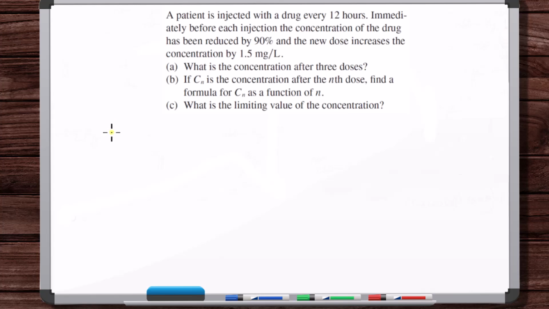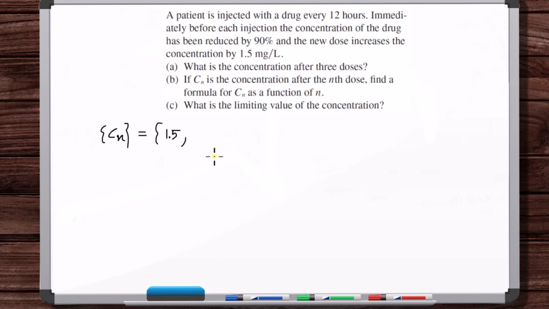Okay, so we can think about this sequence C sub n. So the first dose, which I'm going to say corresponds to n equals 1, but you could start at n equals 0, however you would rather start it. Right after you take the first pill, the first dose, what's the concentration of the drug in the body? It's 1.5. Right? A new dose increases the concentration by 1.5 milligrams per liter.